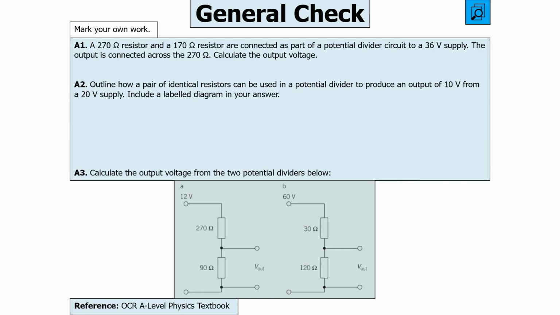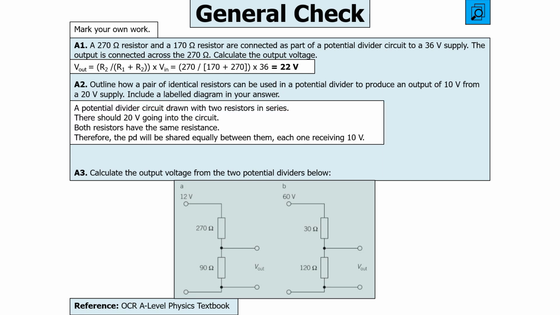Right, so we need to use our potential divider equation, which is V out equals V in times the resistor which is being looked at divided by the total resistance, or you could say V is directly proportional to R. So in this instance, we say V out equals V in times R2 over the total resistance. So the resistor which we're measuring across is the 270 ohm. So it's 270 over the combined total of the two of them times the input, which is 36. So we get 22 volts. Now a potential divider is fundamentally two resistors in series.